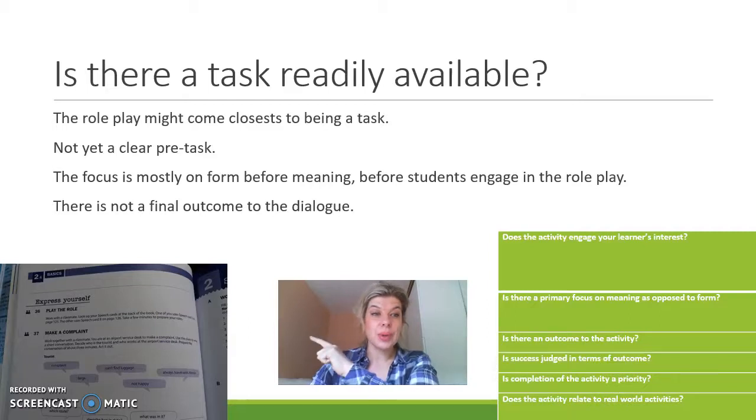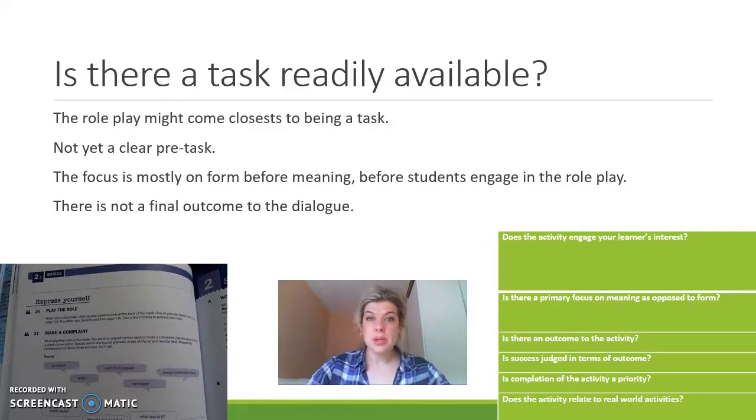Well, the only activity that I could find that might sort of fit these criteria is actually the role play, and there's a role play with the use of speech cards. So there I could sort of identify, okay, it's an activity. It will engage learners' interests because it is about complaining about something close to them.